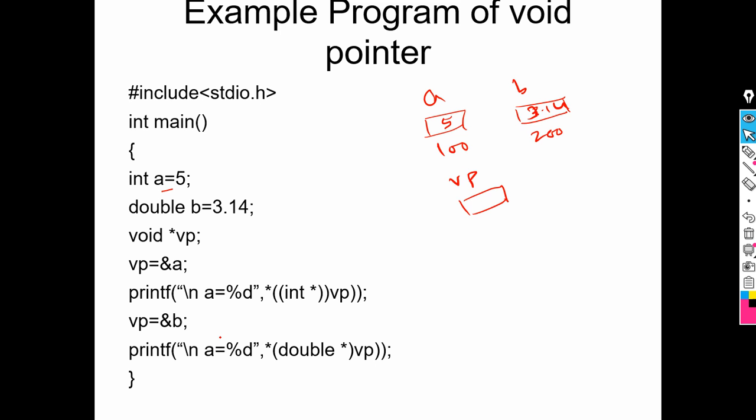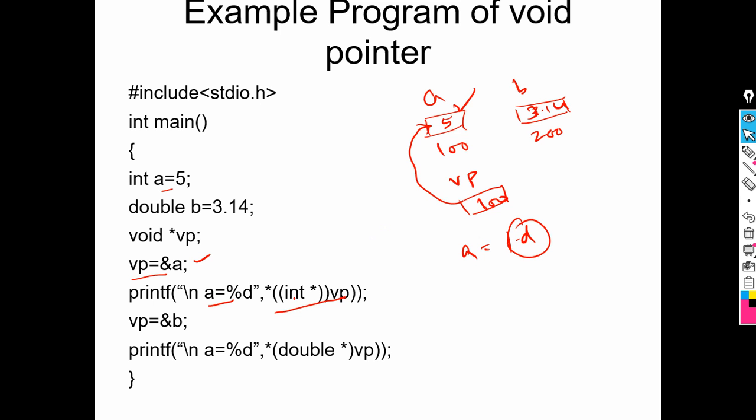Now let us say, while printing a equal to, in place of this percentage d, it is going to be replaced with this particular value. But what have you said here? You can see vp equal to ampersand a. Vp equal to ampersand a means vp is holding the address of a. Address of a is 100 here, let us say. So vp is pointing to a. When I just say asterisk vp, it has to give me the value of a.